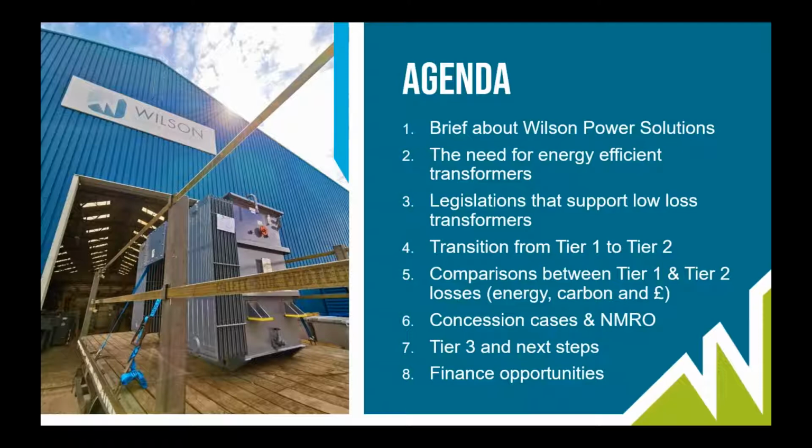We will look at loss levels and comparisons between Tier 1 and Tier 2. And I will then mention the concession cases, and throughout I will explain why we as a manufacturer will be doing certain things in order to comply, and how that might affect you. Then we'll wrap up by giving updates about the next steps in Tier 3, and we'll mention some finance opportunities that you or your customers can benefit from.